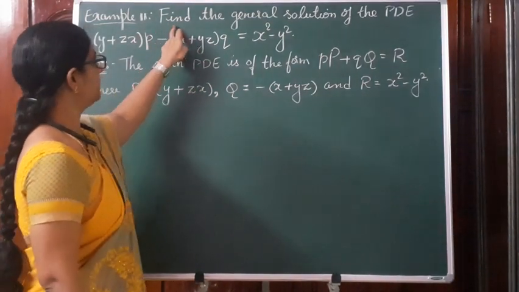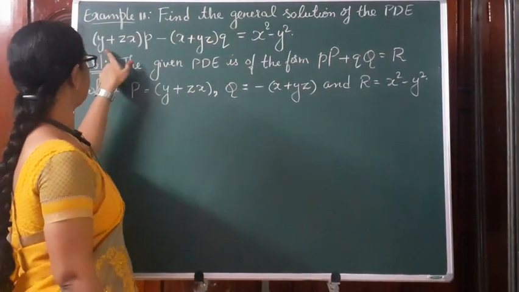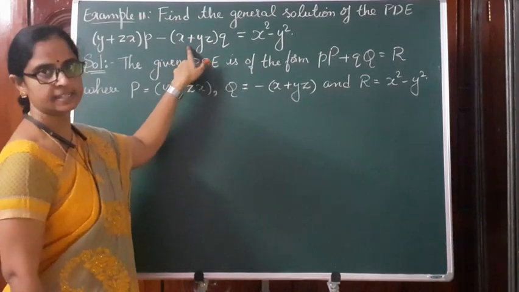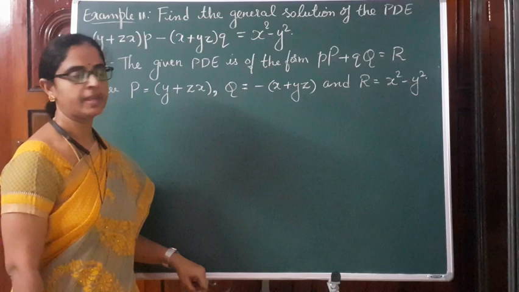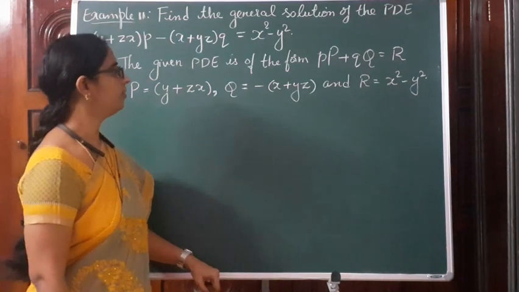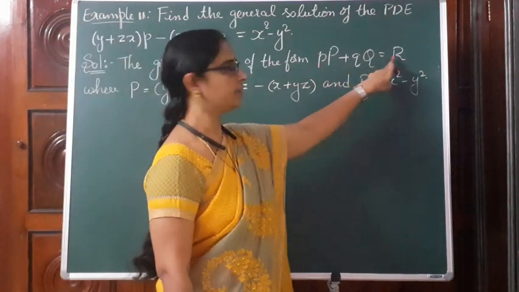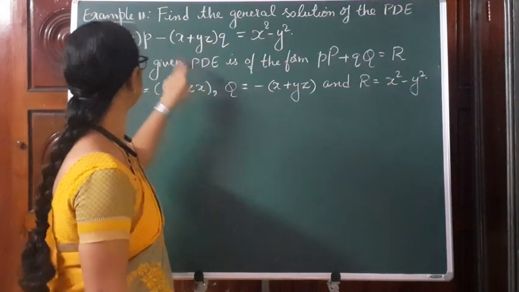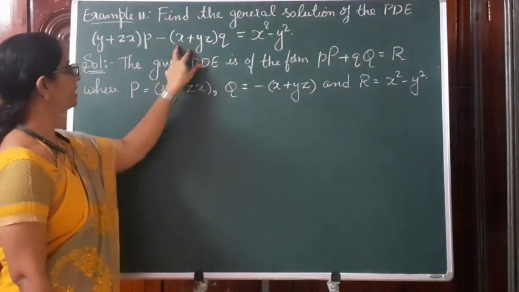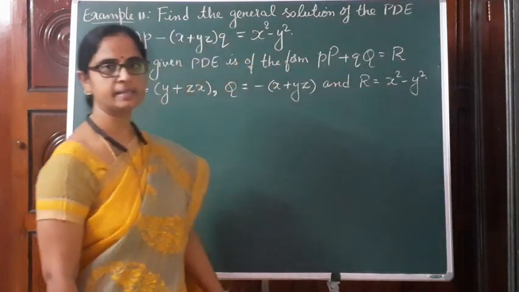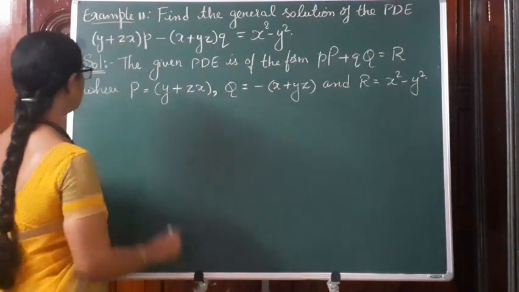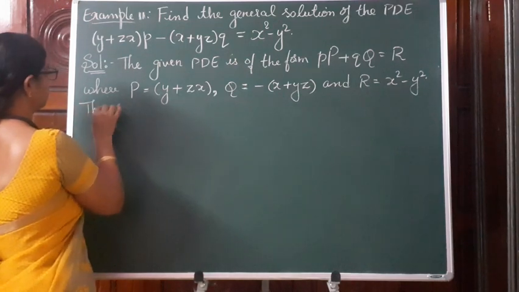So this example is: find the general solution of the PDE (y plus zx) into p minus (x plus yz) into q is equal to x square minus y square. Now the given PDE is of the form p into capital P plus q into capital Q is equal to R, where capital P is y plus zx, capital Q is minus of (x plus yz) and R is x square minus y square. So we write the auxiliary equations for this PDE.